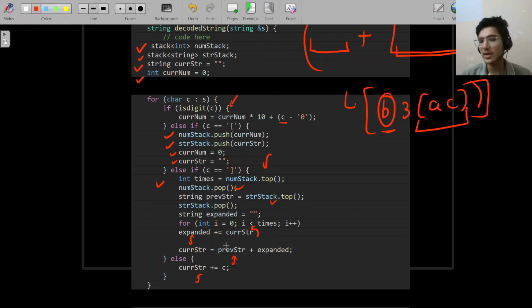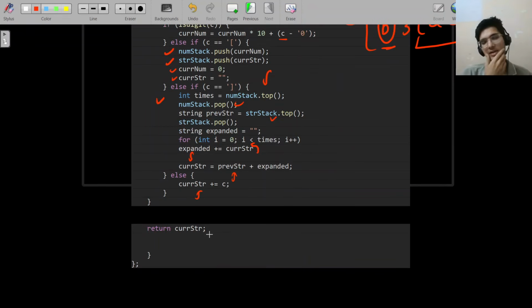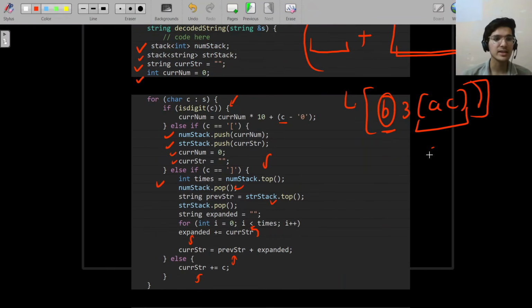And finally, what you have to return? Nothing, just cur string you have to return, because finally what will happen is it's like AC, AC, AC, and then you did a B, and then just pop out, there's nothing to add. So this is empty, and it's like B, C, A, C, A, C, A, and C.